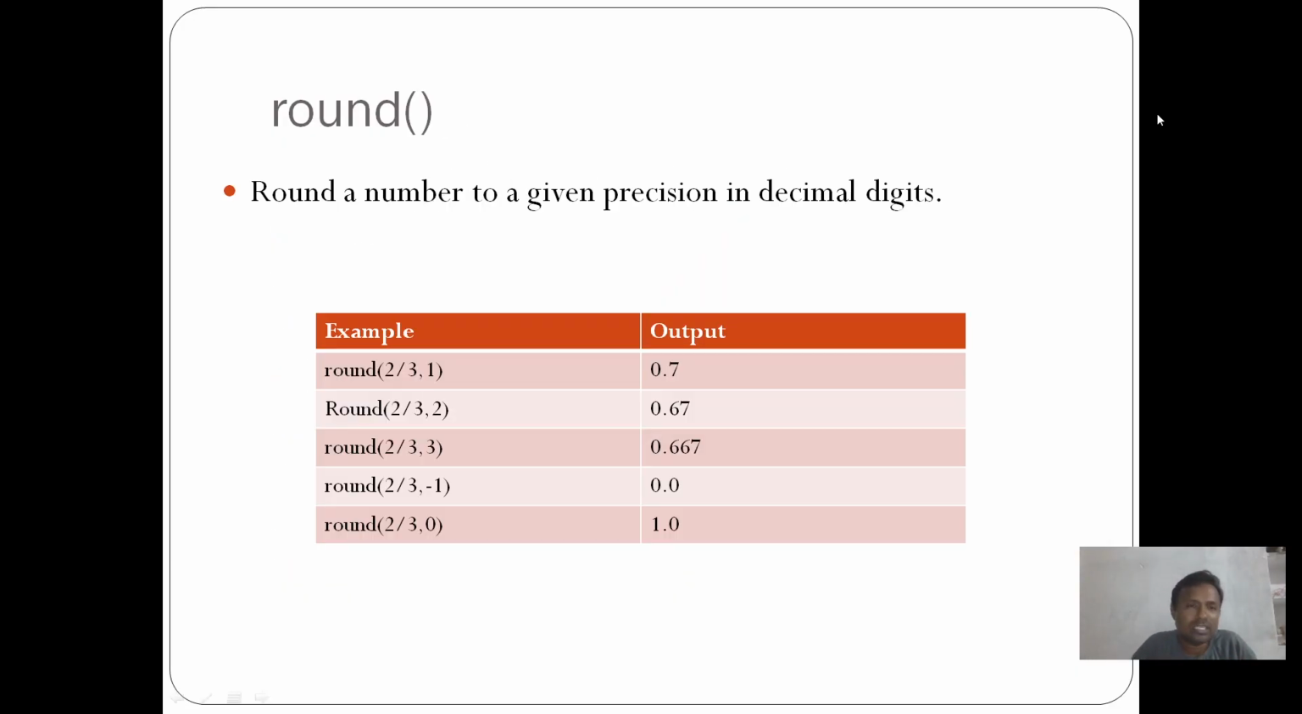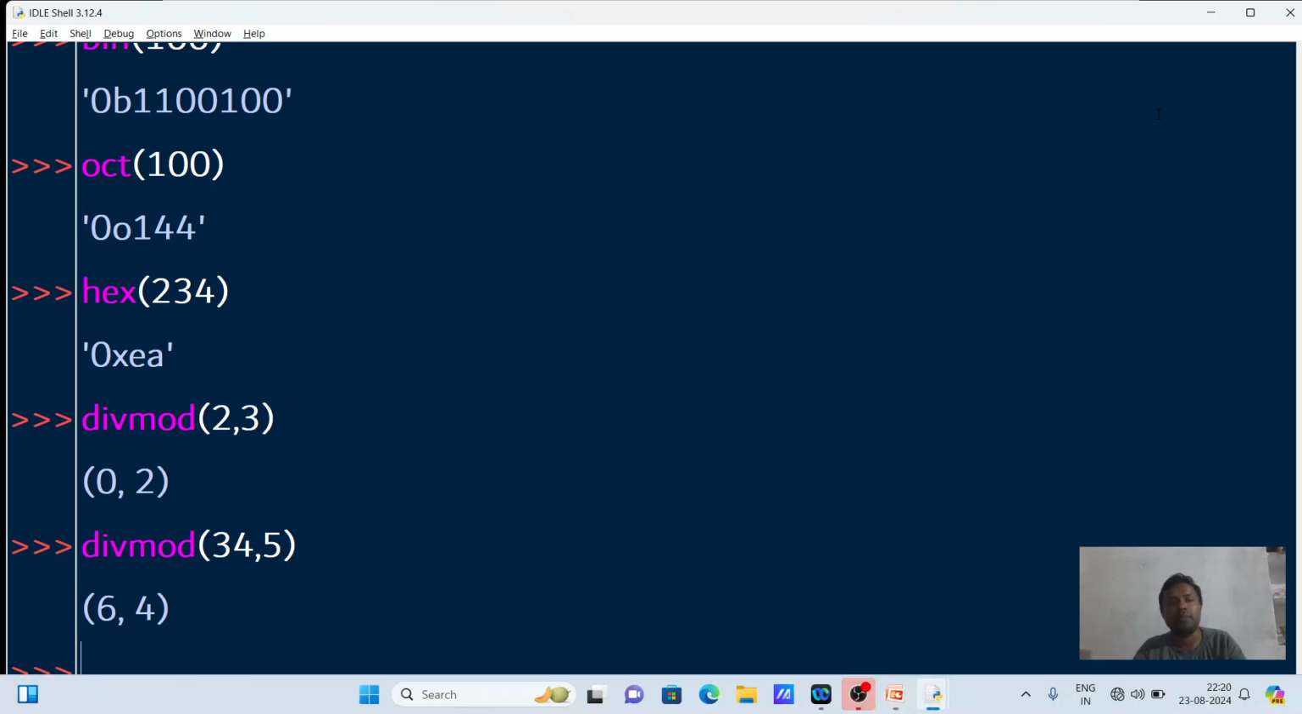And the next one is the round function. After you perform some sort of division, you may want to confine your result to a certain number of decimal digits. If you mention one digit, it will come up to one digit. If you mention two, it will display up to two digits. If you mention three, it will come as three digits. If you mention minus one, it won't take anything. If you mention zero, it won't take anything. Now let us see it practically.